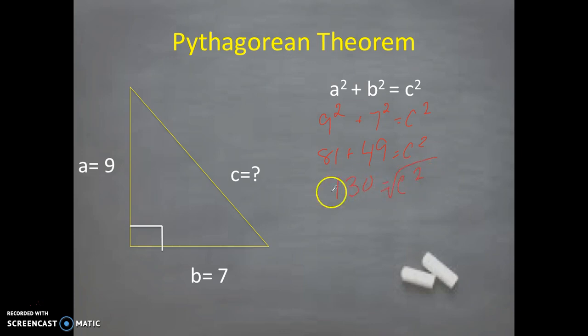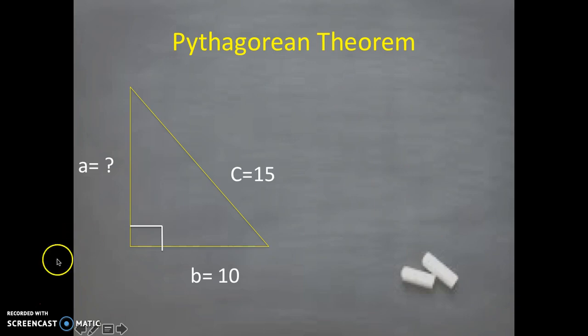To undo the exponent, you need to do the square root of both sides. So c is equal to the square root of 130. The square root of 130 is not a perfect square, so we're going to simply leave it as it is, the square root of 130. Now you could type this into your calculator and get an approximation, and some teachers like that, but I would prefer, as you're doing this with me, that you just keep it as the square root, because it's a more precise way to say what the hypotenuse value is.